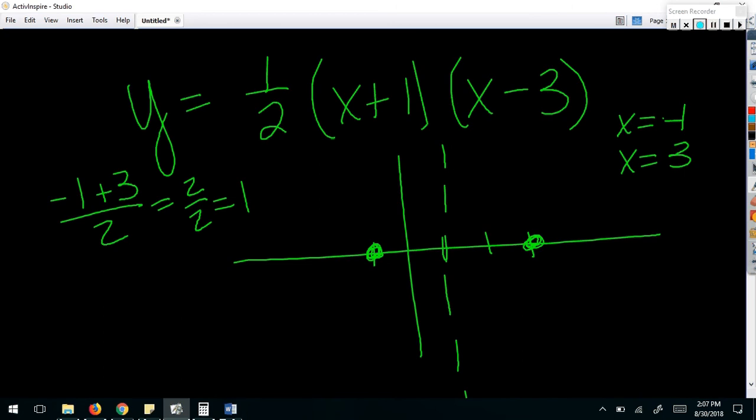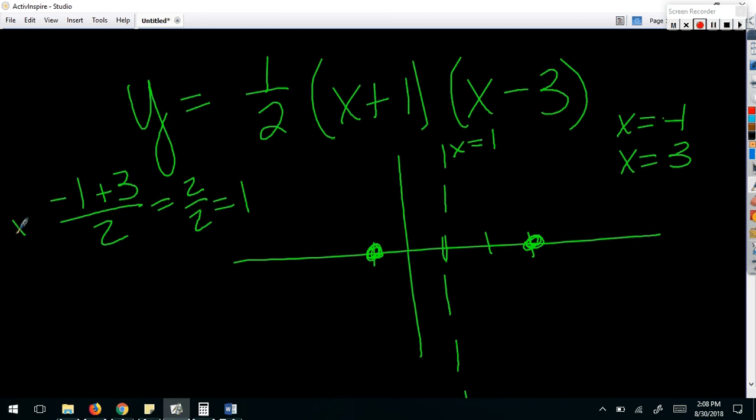I found the middle. My problem now is that the vertex is somewhere on this line. How do you think I find where? And I'll give you a hint. Plug in. Yes, that's always it. This is the line x equals 1. Well, if x equals 1 and I want to know what y equals, what do I do every time? Plug it into the formula.